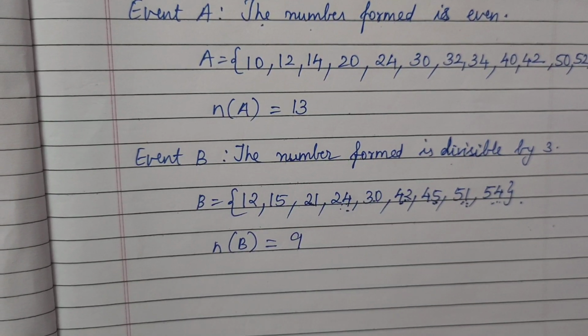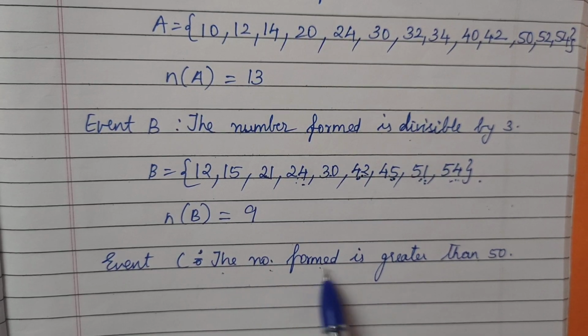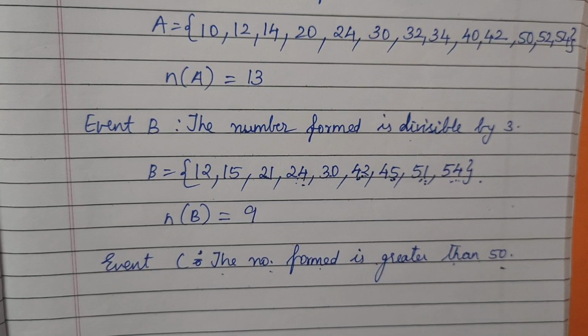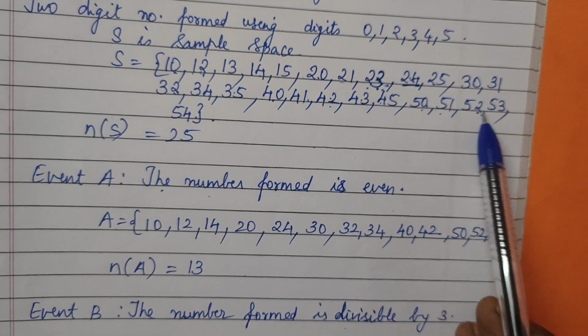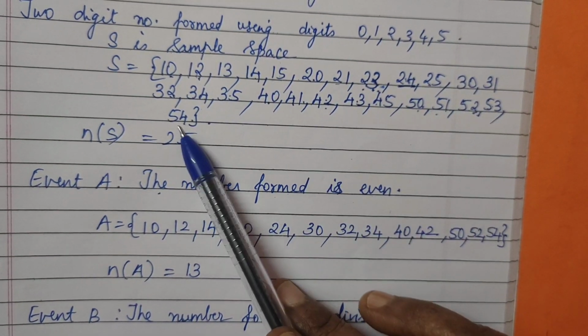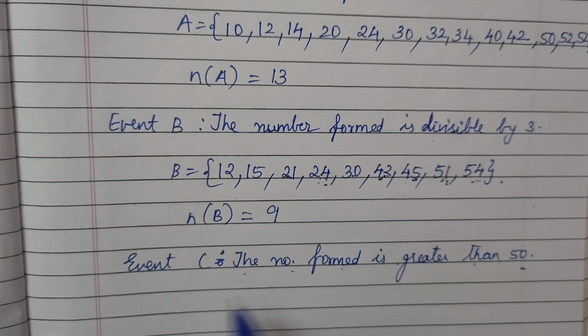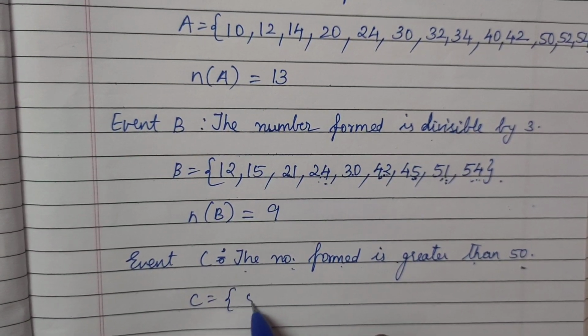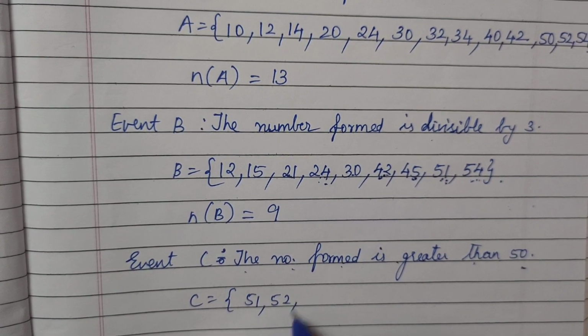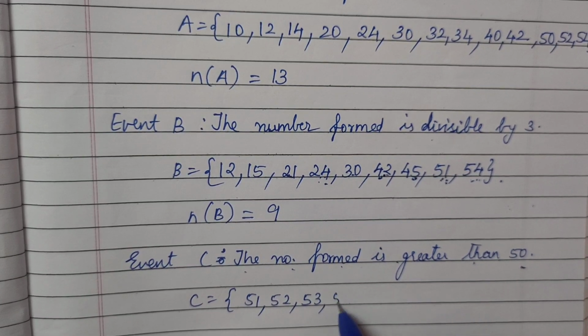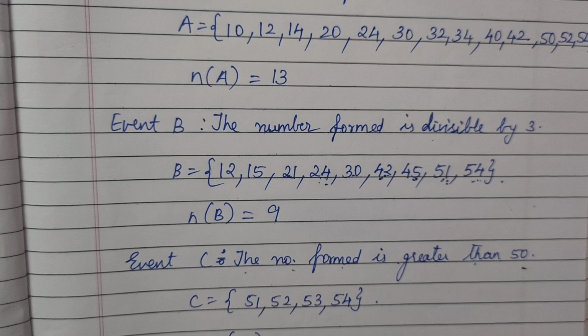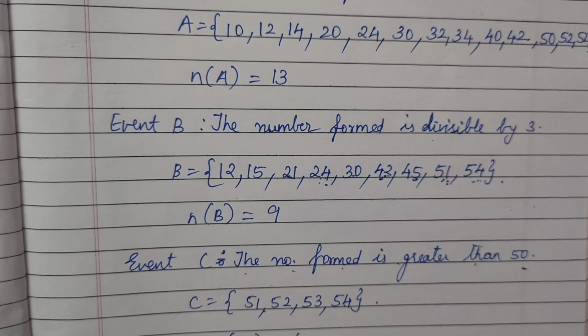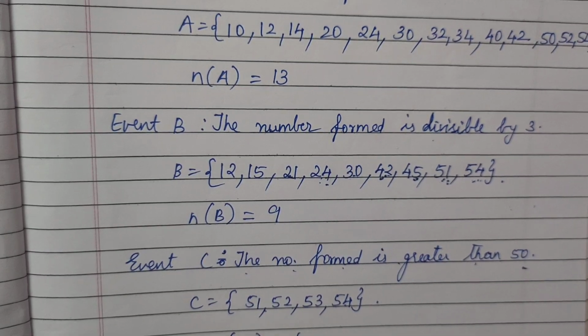Let's go for the event C. Event C says the number formed is greater than 50. 50 से बड़ा नंबर, 50 से ज़्यादा, 51 52 53 54. So we will write it directly. C equals to 51 52 53 54. So how many you got as a sample space points? 1 2 3 4. So we got n of C as a 4 here. Hope so it's very clear.